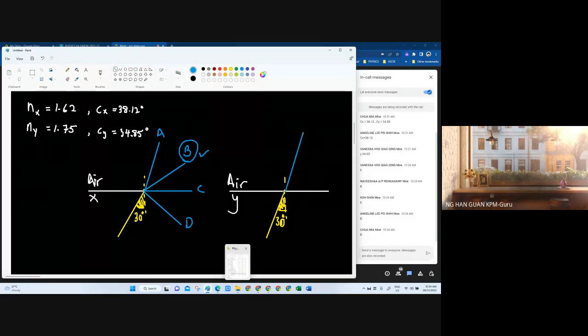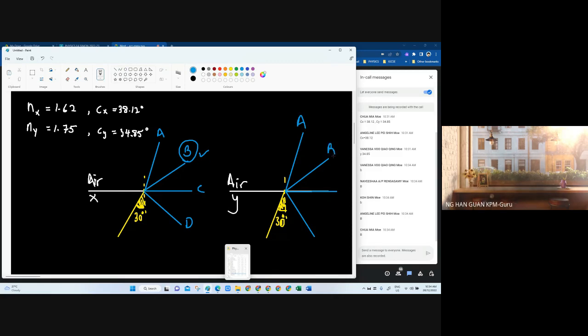So same, A, B, C, and D. Okay. So for medium Y, A, B, C, D, which one? For the medium Y. Right? So the answer is still the same, B.